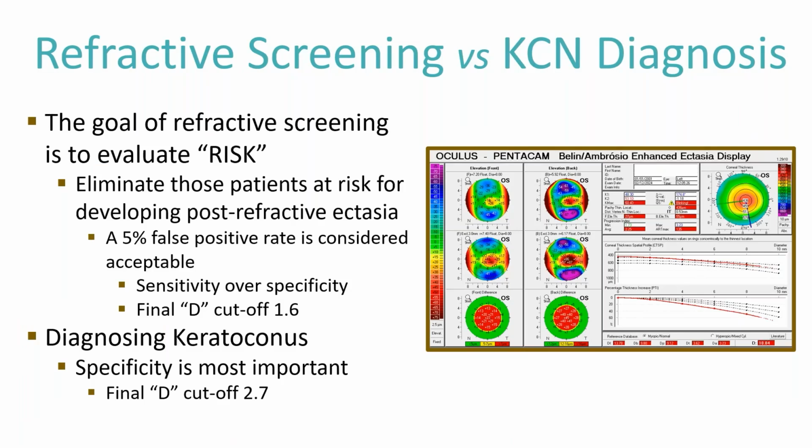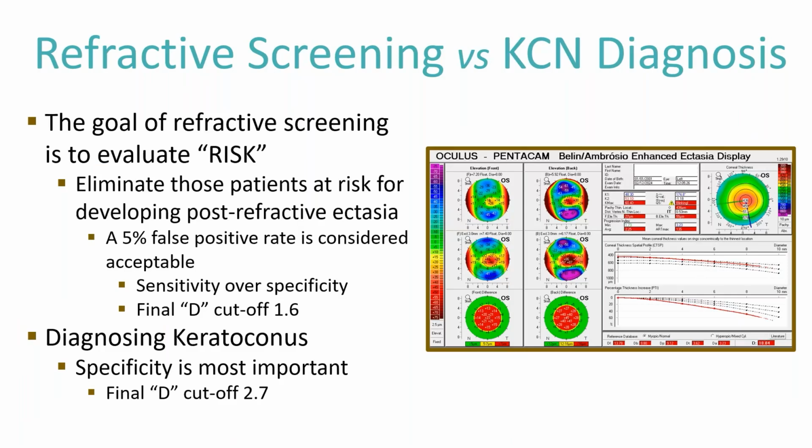Now, why is this important? Well, we say a 5% false positive rate would be considered for a refractive practice. So let's say you were screening 1,000 patients and you had a 5% false positive rate. That means you would exclude 50 patients. And let's say, just to make the numbers easy, keratoconus occurs in 1 in 1,000. We know it's more frequent than that, but it just makes the number easy.